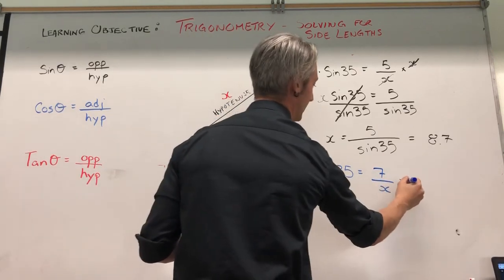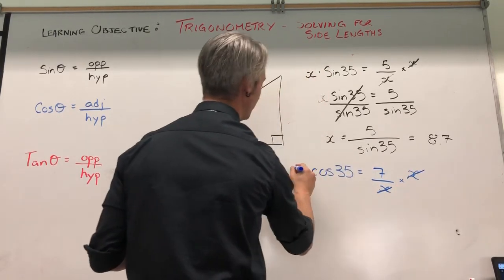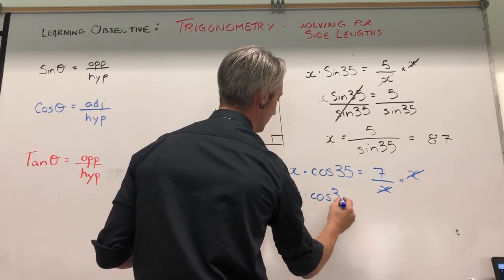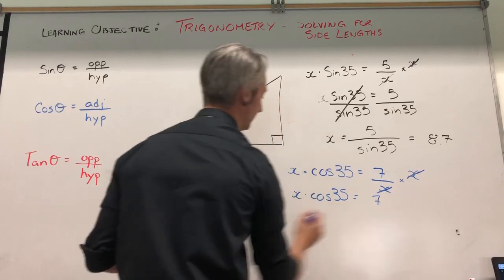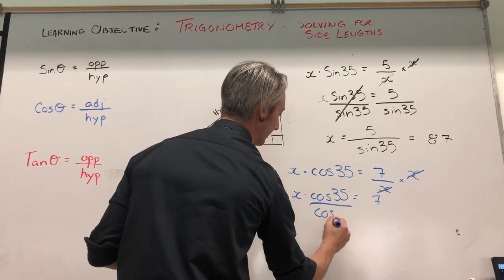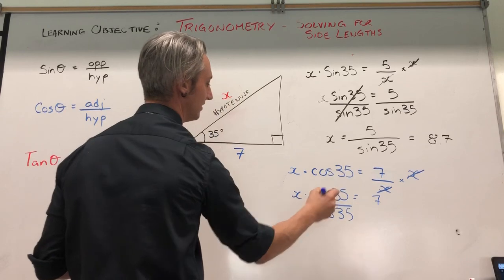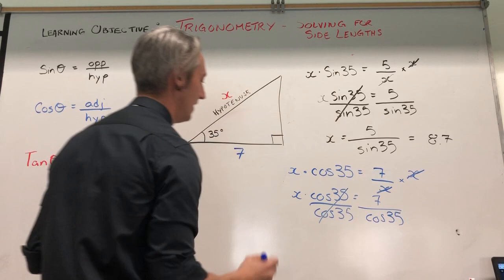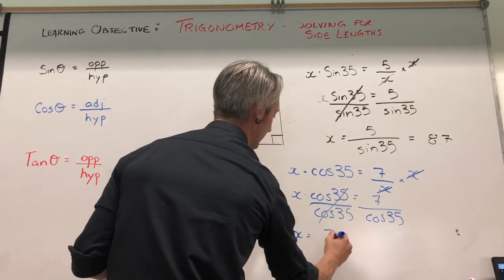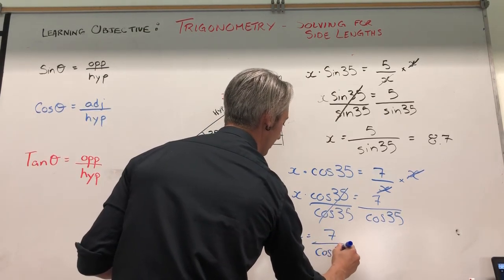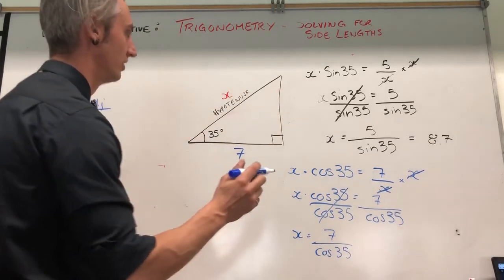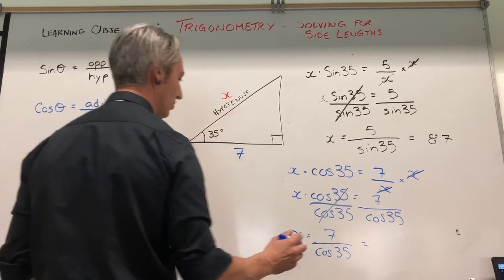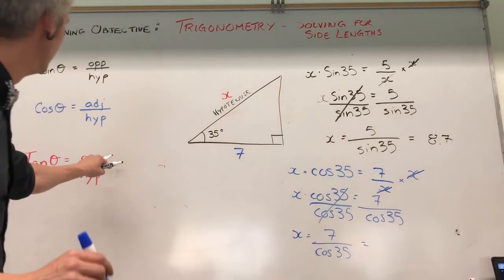Now I want to get the x out of there, so what I do to one side, I do to the other. And then I have to isolate for x now. So I want to get rid of this cos 35, so I divide it out, because the opposite of being multiplied by something is dividing it out. And then x is equal to 7 divided by cos 35, which gives me an answer of 8.54.